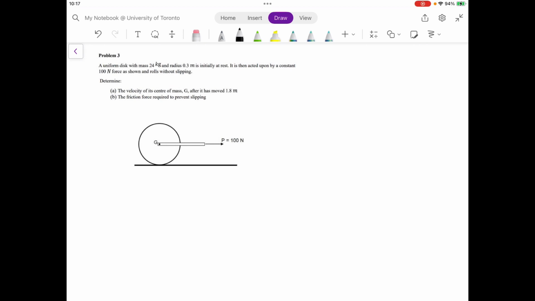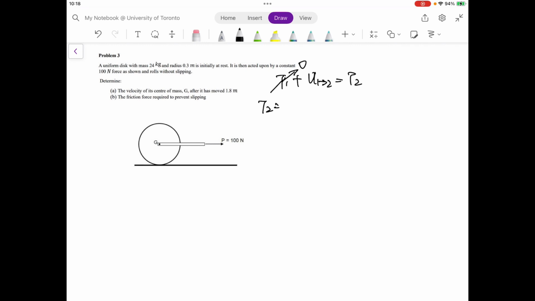Question number 3. A uniform disk with a mass 24 kilograms and a radius 0.3 meter is initially at rest. It is then acted on by a constant 100 Newton force as shown and rolls without slipping. We need to determine the velocity of its center of mass after it has moved 1.8 meter. First, we can calculate our initial kinetic energy, T1, plus the work done by the force, U12, is equal to T2. And because it starts from rest, then T1 is equal to 0.